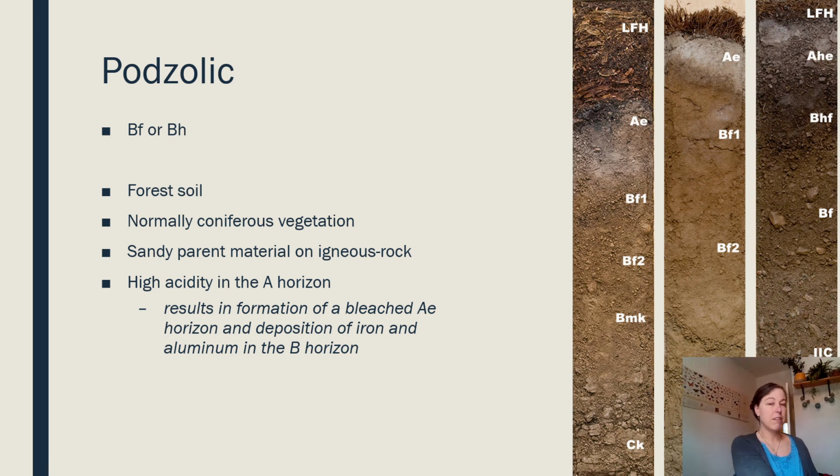So it's defined by its B layers. The diagnostic is a Bf or Bh layer, where we have that humus leached down through the soil column. So you get these oxidized Bf layers. You frequently see these Ae layers are quite striking in podzols. And then you sometimes also have these humic Bh and Ah layers.